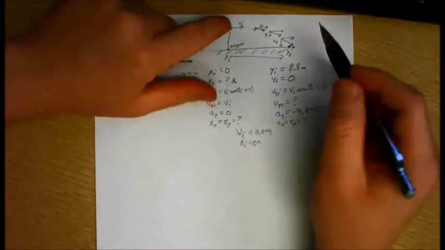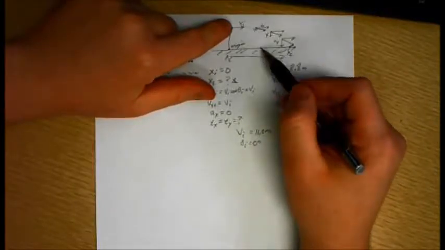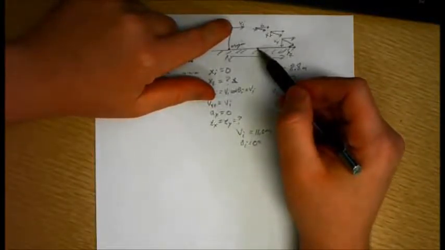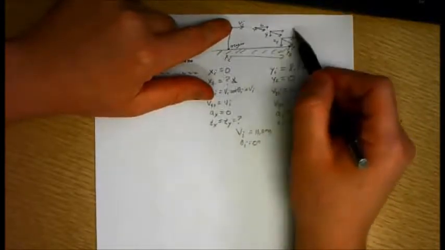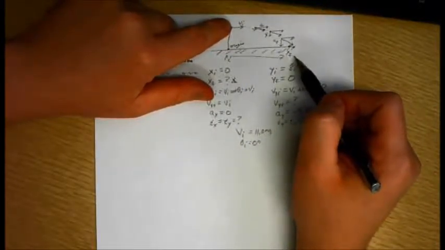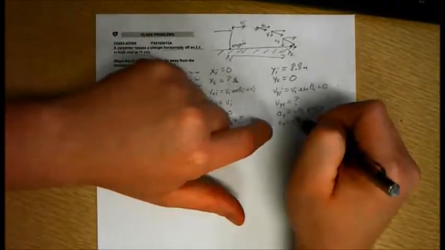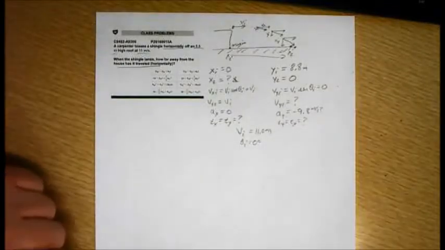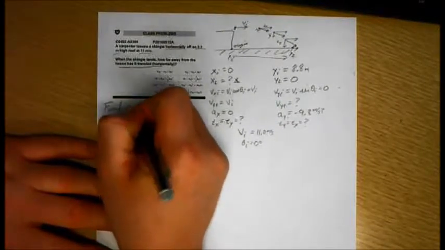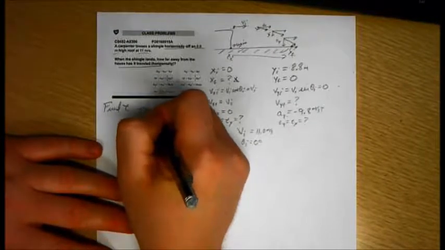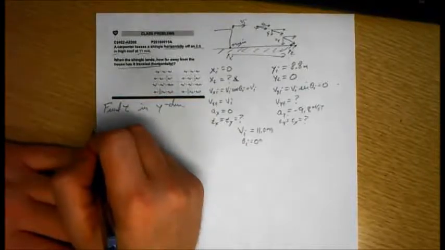But we know that the limiting factor of how much time this spends in the air is the y dimension, because it eventually hits the ground in the y dimension. The ground stops this thing from traveling vertically. So maybe we can find the time in the y dimension and note that time is the crossover between the x and the y. So let's first find time in the y dimension.